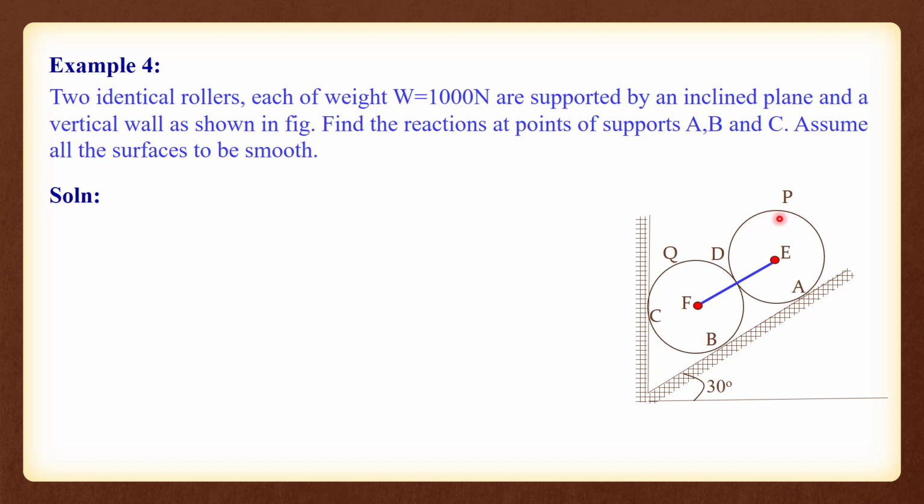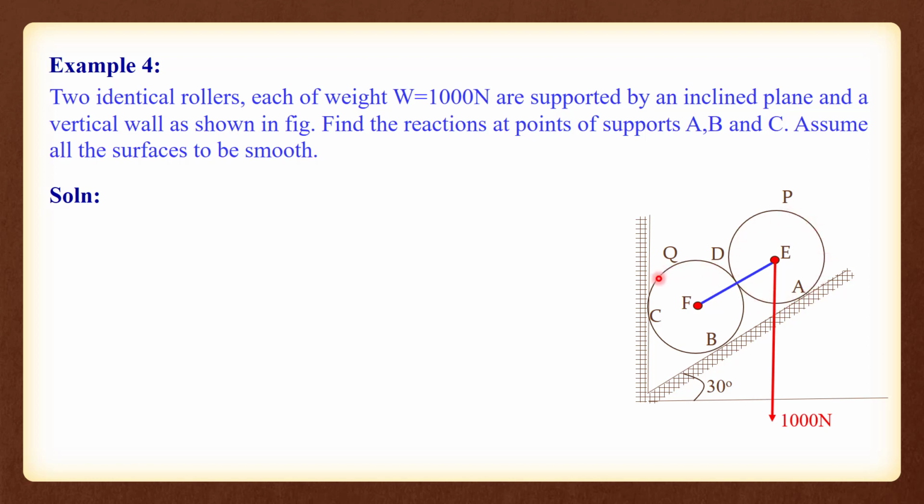So let us consider the roller P first. So when you consider the roller P, how many forces will be there? One is the weight of that roller that will be acting vertically downwards. That is given in the question as 1000 Newton. Then how many contact points are there? There are two contact points. One is contact A and the other one is point D. So there will be two reactions. So there will be a reaction at A and there will be a reaction at D. So these are the two unknown forces acting on this roller P.